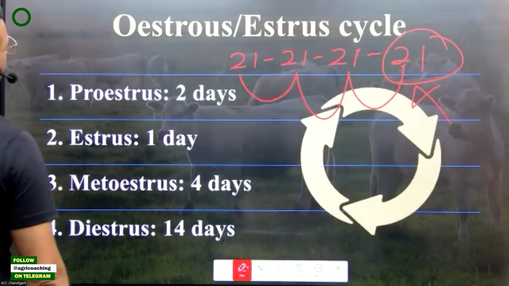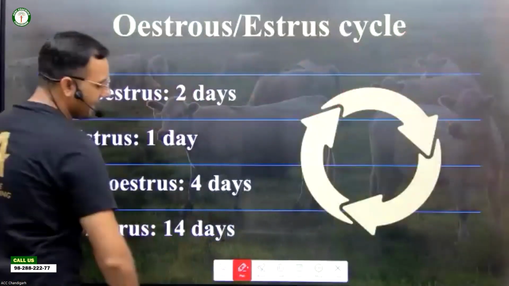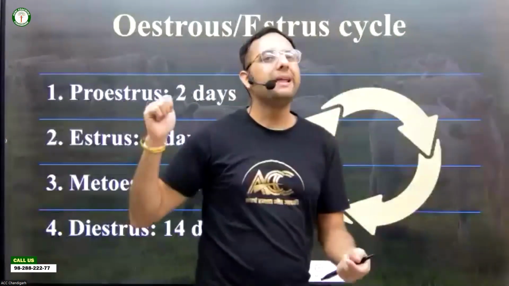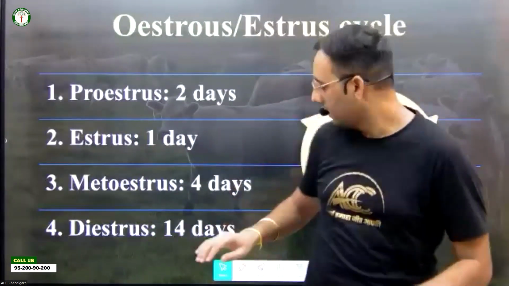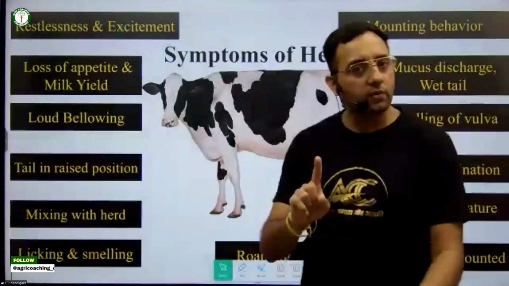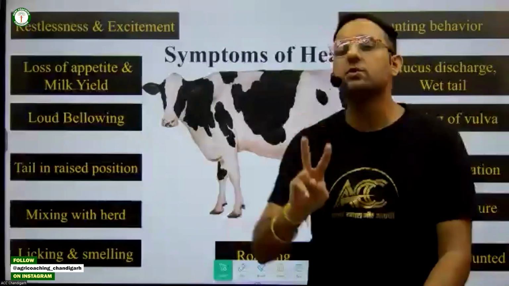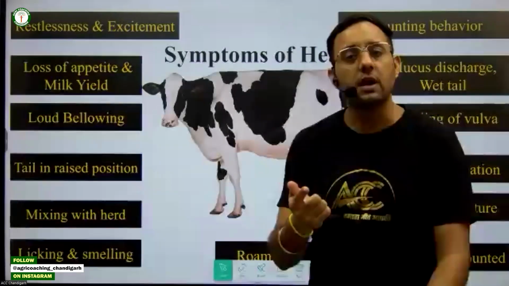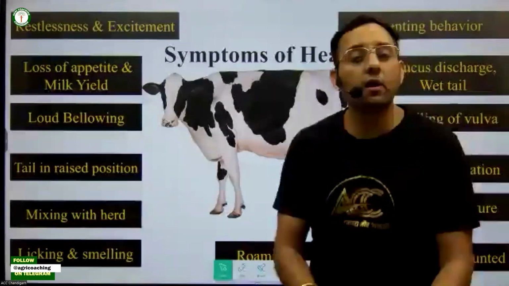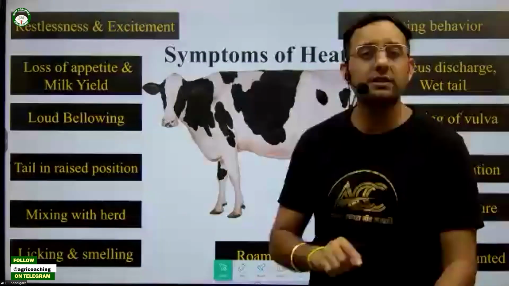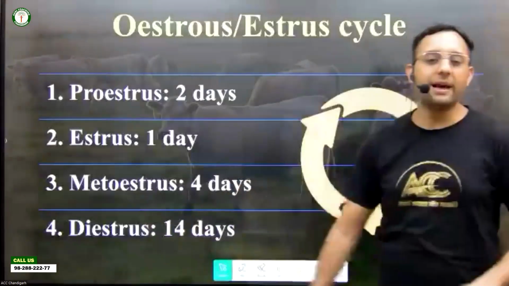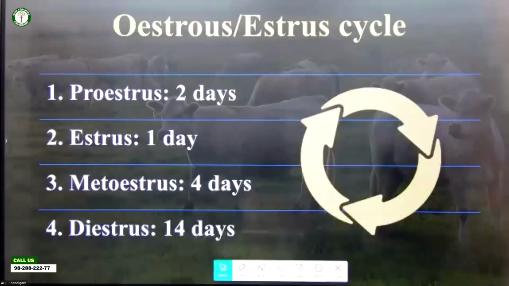Okay. So if you are clear, now let's start with the Estrus cycle. And before I start this concept, please learn the sequence. There are 4 stages. First one is Proestrus, for 2 days. Second one is Estrus, for 1 day. Third one is Metestrus, for 4 days. And last one is Diestrus, for 14 days. Right, guys? Okay. Let's continue.